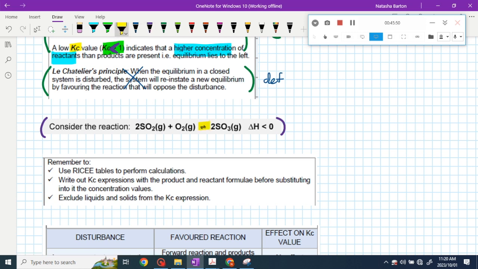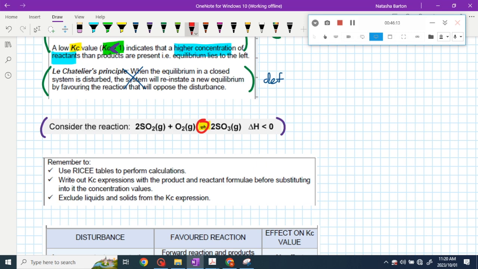The double arrow. So guys, in your tests and exams, you must look to see if you have a single arrow or a double arrow. Normally, in rate and extent of reaction, we have a single arrow. We are testing your understanding of reactions that go to completion. But in the section on chemical equilibrium, we have a double arrow.